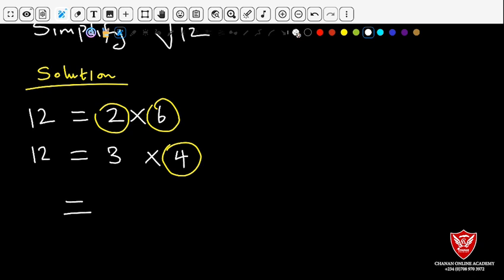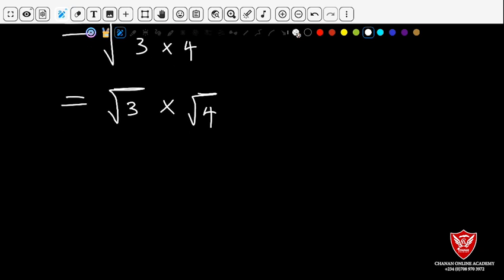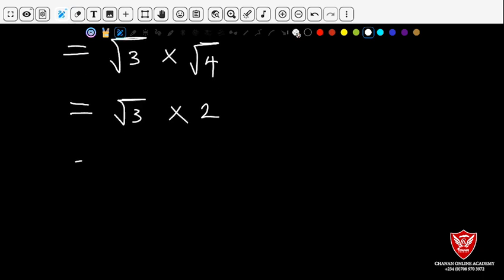This should be equal to the root of 3 multiplied by 4, which is further broken into the root of 3 multiplied by the root of 4. If we take the root of 4, we are going to have 2. And if we multiply this, we are going to have 2 root 3. This is what we have when we simplify root 12.